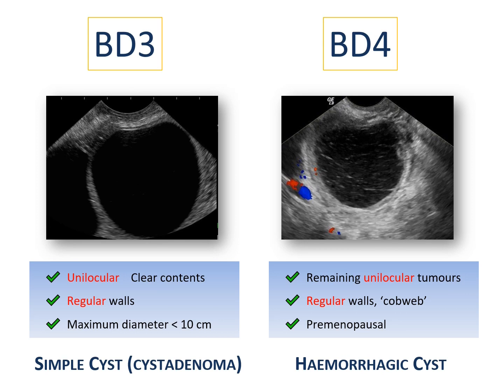BD3 is a unilocular clear cyst with regular walls and a diameter less than 10 centimeters. And if you see this kind of lesion on ultrasound, it's very obviously a simple cyst or a functional cyst or a cystadenoma. It's a benign condition. BD4 are all remaining unilocular tumors with regular walls, a cobweb-like appearance seen in premenopausal women. And when you see this appearance in a cyst in a premenopausal woman, you would quickly jump to the diagnosis of a hemorrhagic cyst. And these are the 4 benign descriptors which enable us to quickly reach a diagnosis.